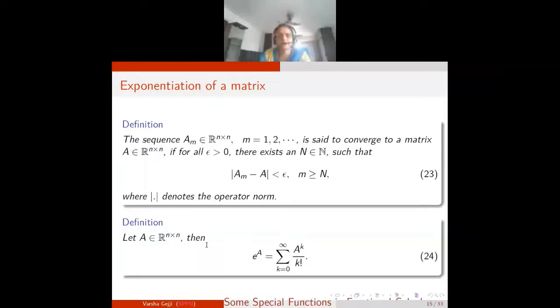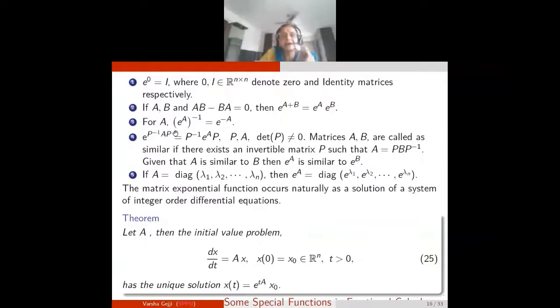So with this, I think for those who are new to undergraduate studies, if they don't know exponentiation of a matrix, it is a very important concept, and it is defined here. Now, e to the power 0, where 0 means the zero matrix, is the identity.